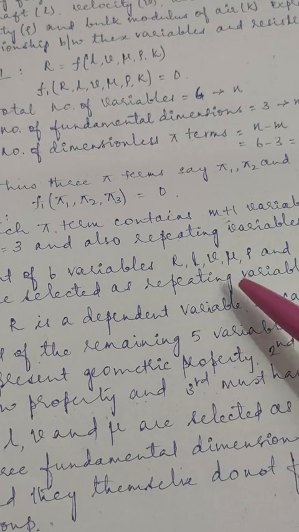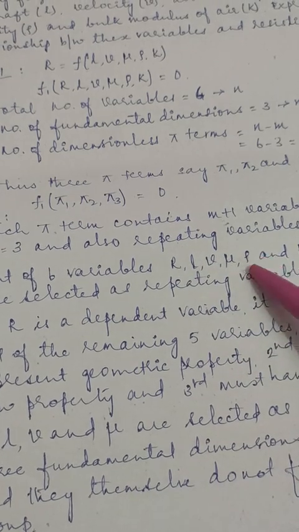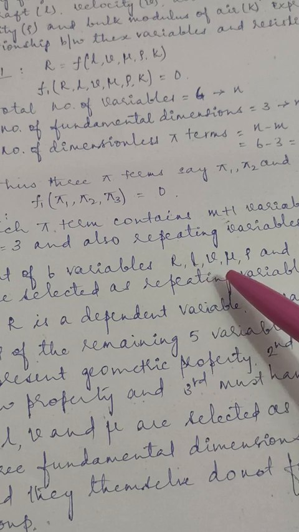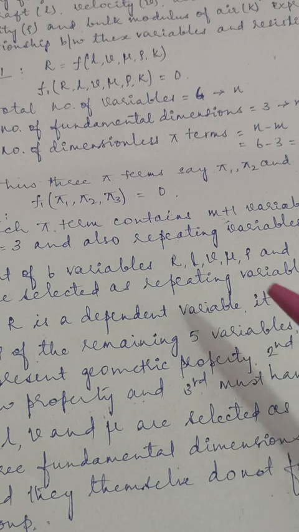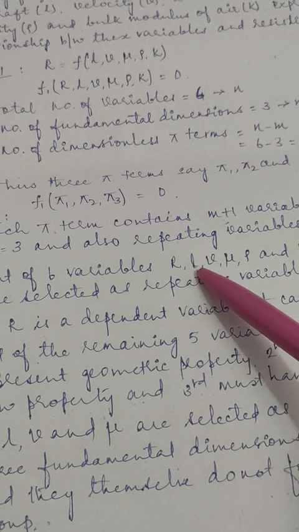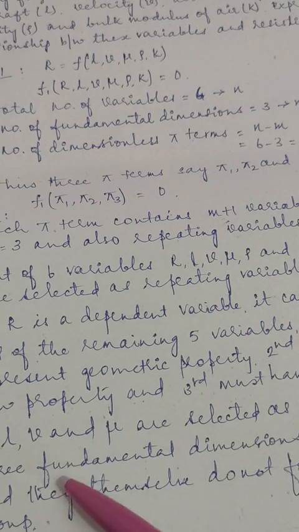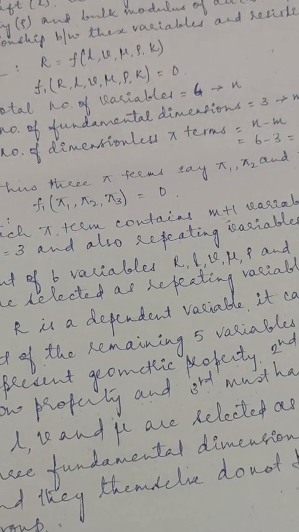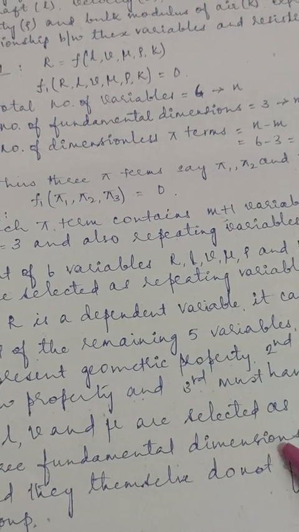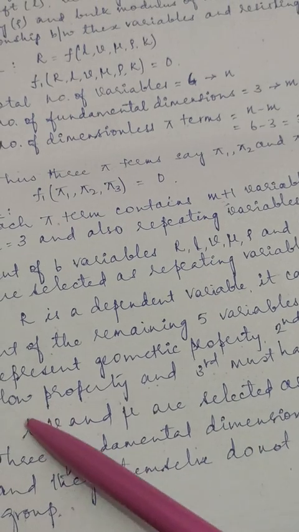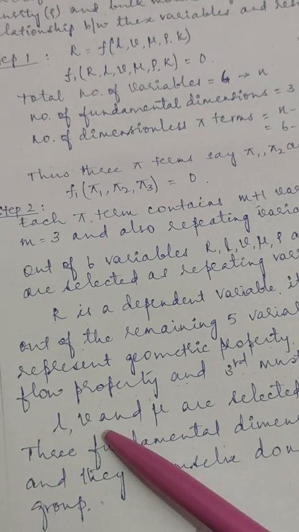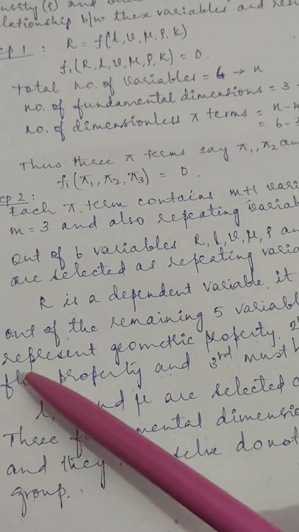Now if I consider L, V, mu, rho and K, which variable represents the geometric property? Geometric property will be like length, volume, area. These come under geometric property. So L is selected as the repeating variable, which represents my geometric property. Then the other variable must represent the flow property. Now V, velocity. Velocity depends on the type of flow.